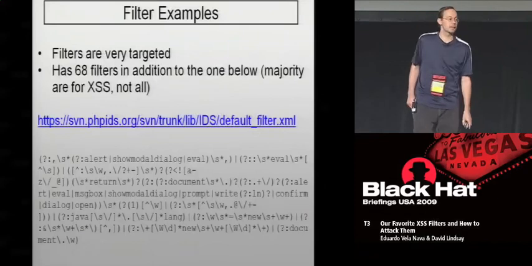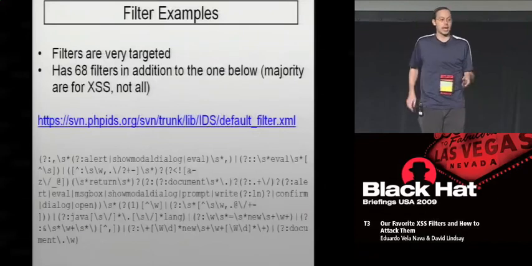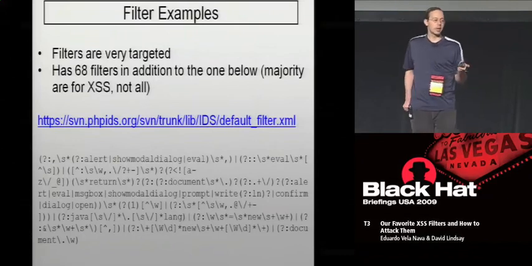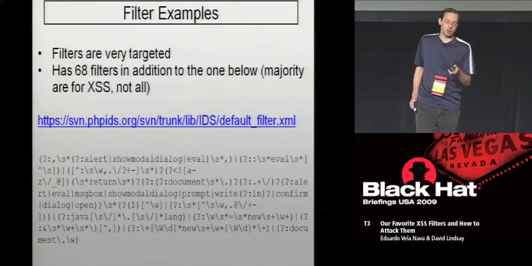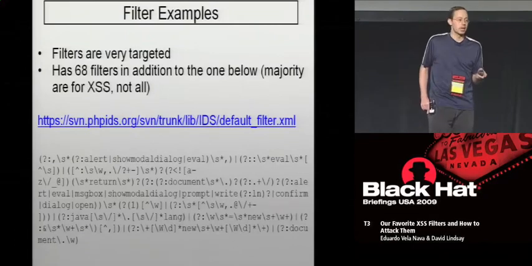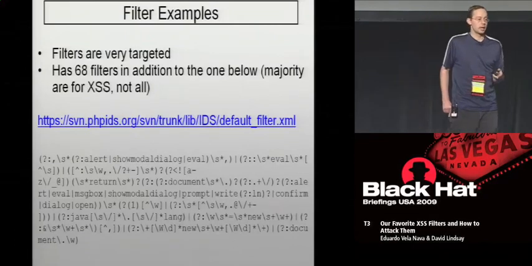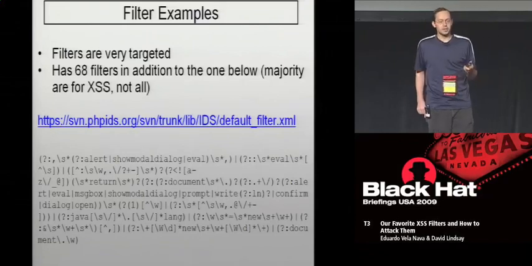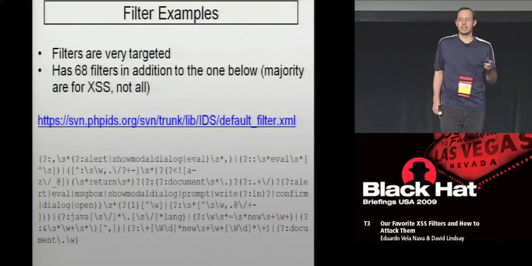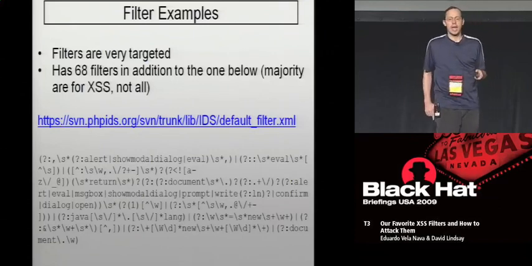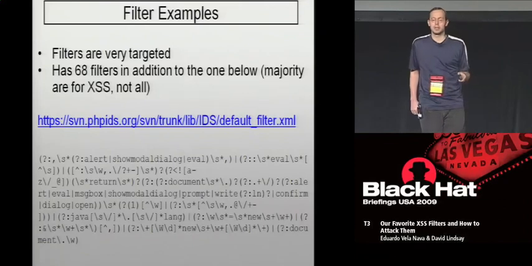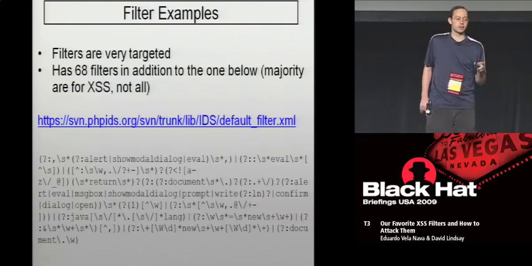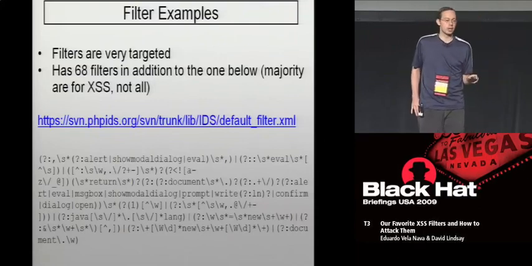Okay, so let's talk about some of the filters themselves. The filter works by having a bunch of regular expression filters. I included one of them here, and it is kind of nasty and gnarly, but basically it's trying to catch things like eval statements that are being included in your JavaScript. The filter set as a whole includes about 60 or 70 different filters like this. Not all of them are cross-site scripting specific, but a good number are, at least 50%. So there's a lot of filters that are specifically targeted to different types of JavaScript and HTML injections.